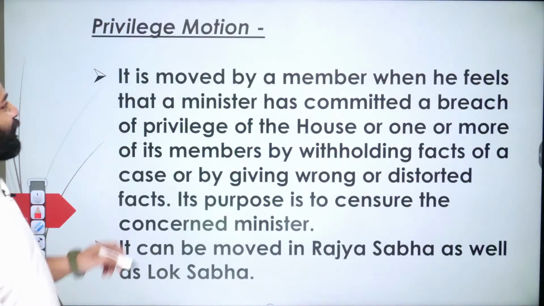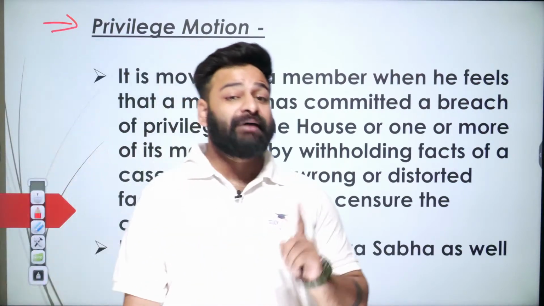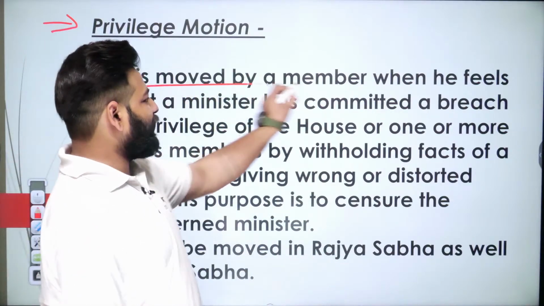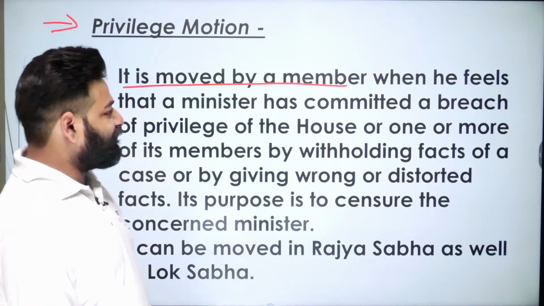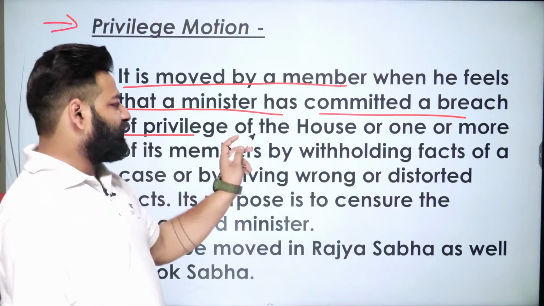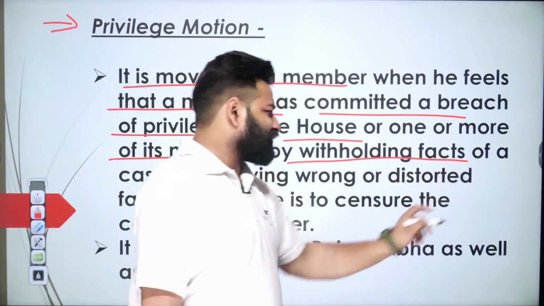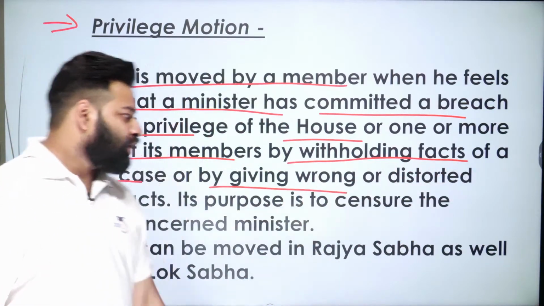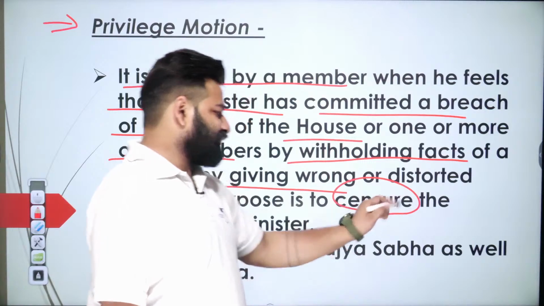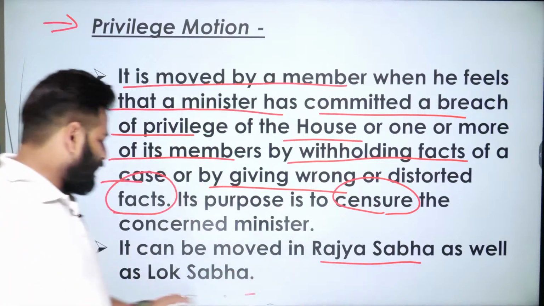First, the privilege motion. Okay, how many types of motions are being passed? What is that? Privilege motion. The first one is moved by a member when he or she feels that a minister has committed a breach of privilege of the house or more of its members by withholding facts of a case or by giving wrong or distorted facts. Basically, the purpose is to censure the ministers. It can be moved in Rajya Sabha as well as Lok Sabha.